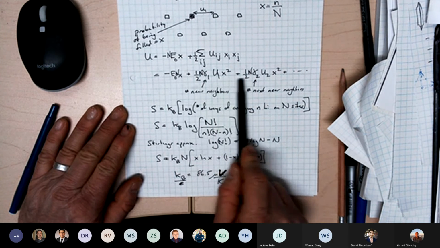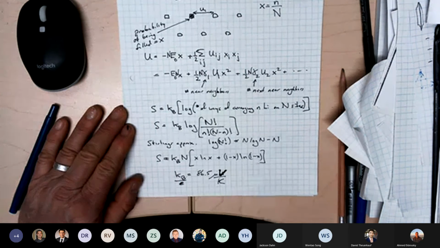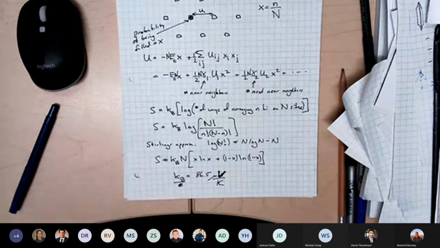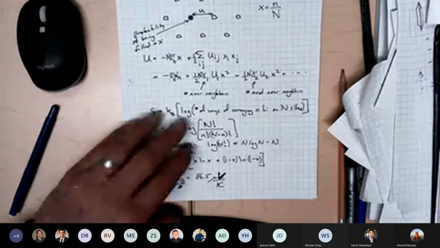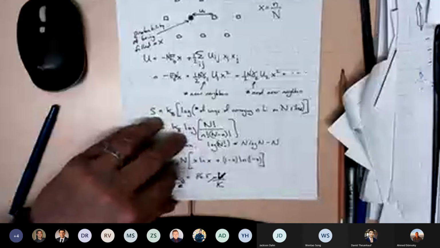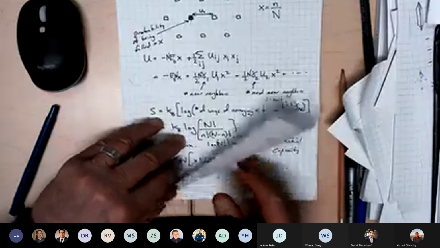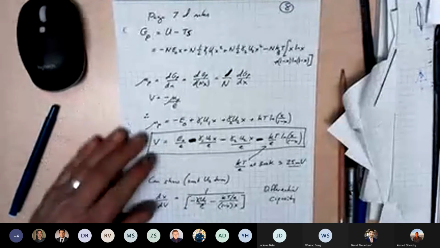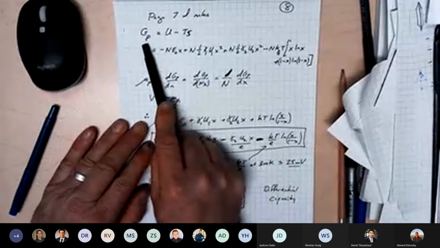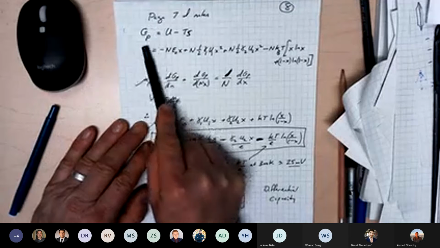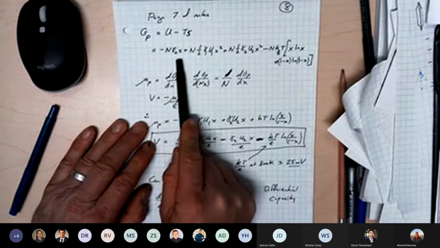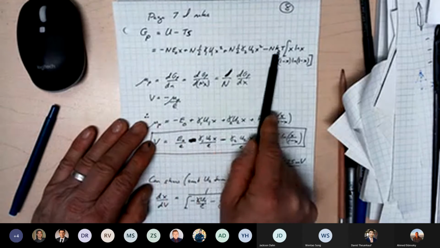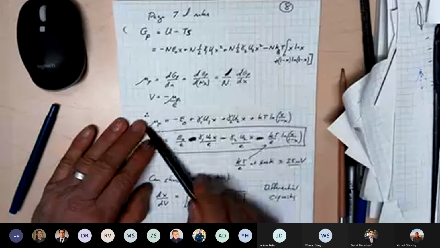So you have a simple expression for the internal energy, you have a simple expression for the entropy, and that means you can write the free energy of the lattice gas. So we'll do that. The free energy of the positive electrode is just U minus TS. I told you what U was, and I told you what S was. All right.